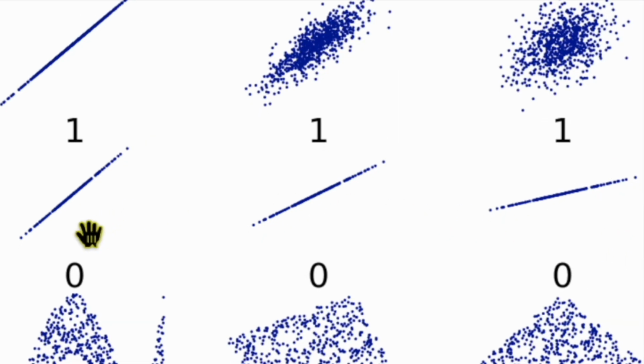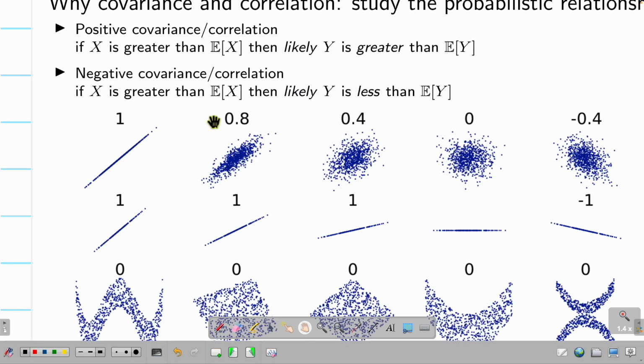Here's a funny thing. This one and this one all have the same correlation of 1. Recall, if the correlation between them is positive, then if x is larger than E[x], then likely y is larger than E[y]. So that means if x increases, y increases. It doesn't tell you how much it increased. This graph has a very small slope, this one has a larger slope, but both are saying the same thing: if x increases, y increases.